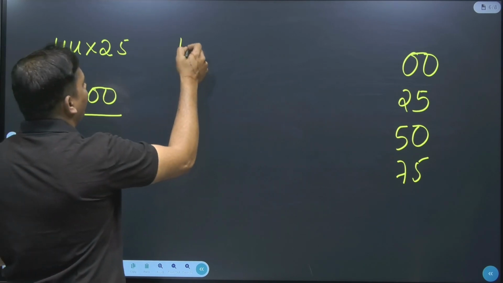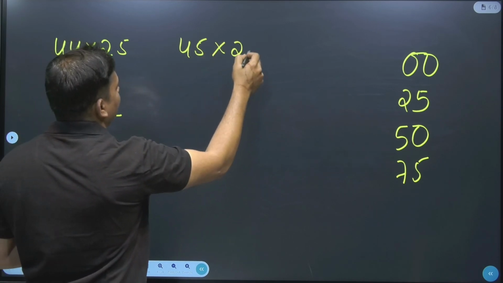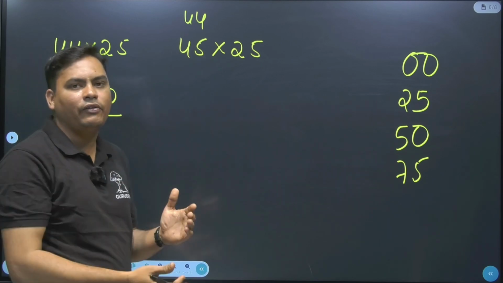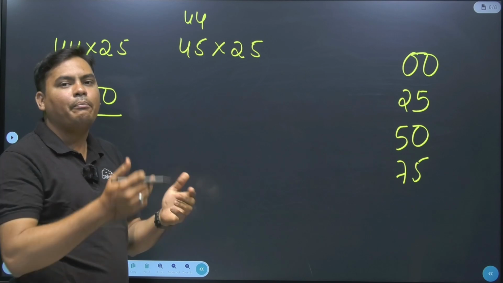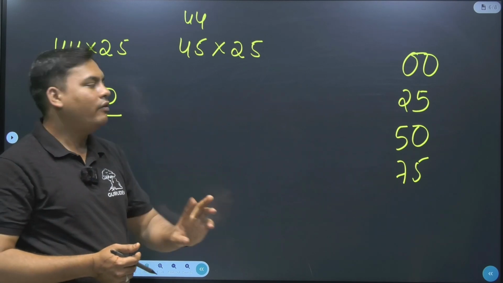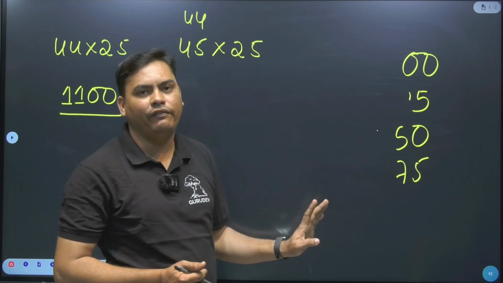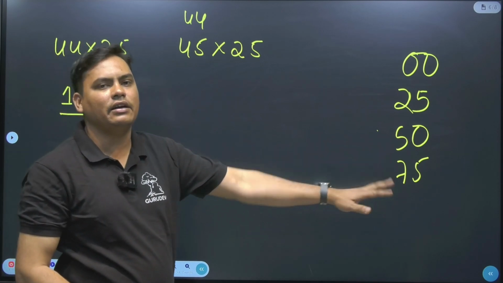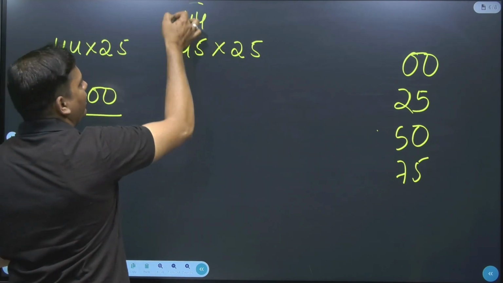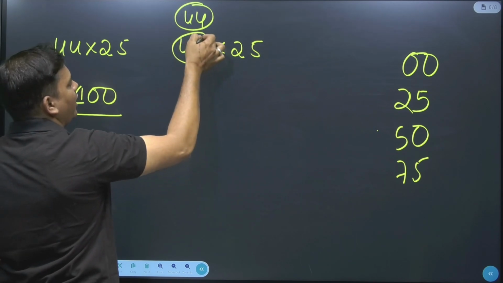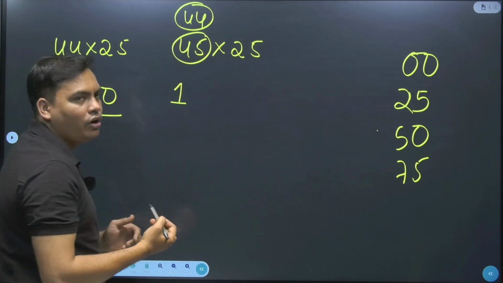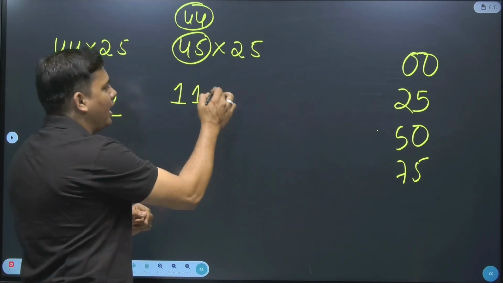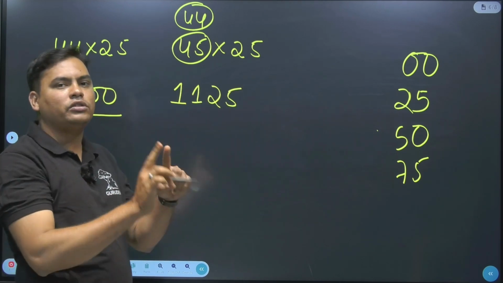If I multiply 45 into 25, if it was 44, it was divisible by 4. That means when I am dividing 45 by 4, there will be one remainder. Whenever there is one remainder, I will be adding 25. 2 remainders, I will be adding 50 here. 3 remainders, I will be adding 75. Now look at the point here. When I divide this 45 by 4, I will be writing 4 ones are 4. How much is remaining? 1 is remaining, so I will be adding directly 25. My answer will be 1125.